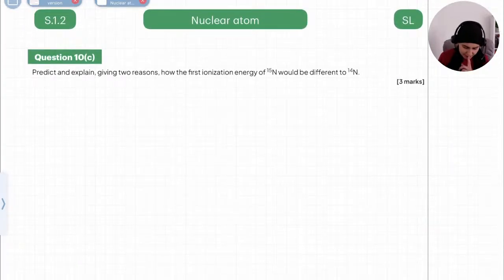This one I decided to skip because it's first ionization energy. I have a feeling it's HL. I might be wrong because I haven't memorized all the differences now because it's the new syllabus. So I'm not sure, yet I think it's HL.